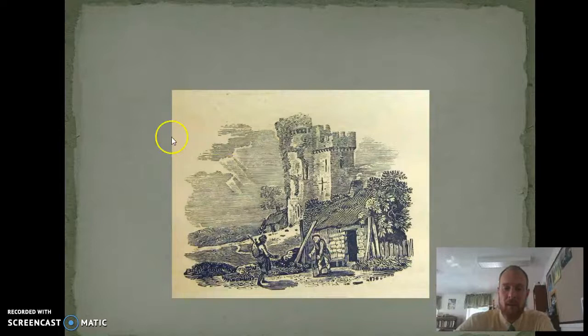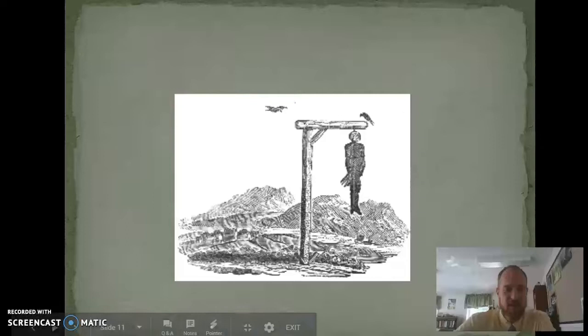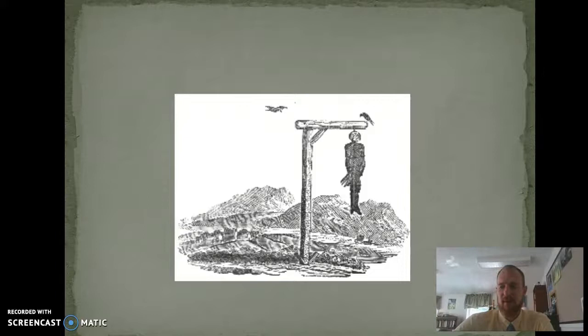So let me also show you some more images from Bewick's History of British Birds. Here, this one. Okay, here's some crows, but here we have somebody who's been hung formerly in the gallows. Again, this sort of morbid curiosity going on here. Again, much to do with the artistic sensibility that the taste of the Romantic era was one which did not want to ignore the fact that life and death are intertwined.